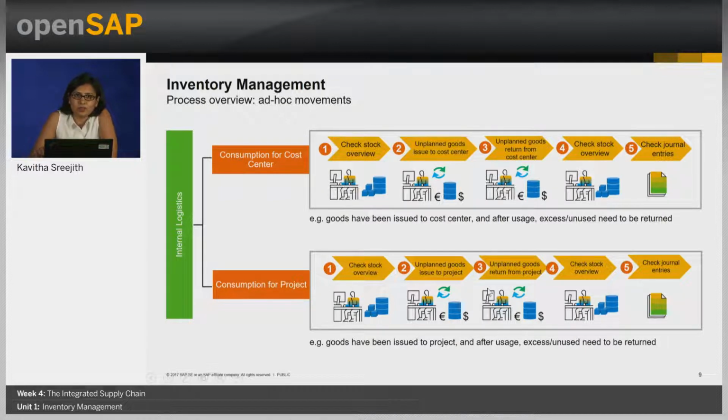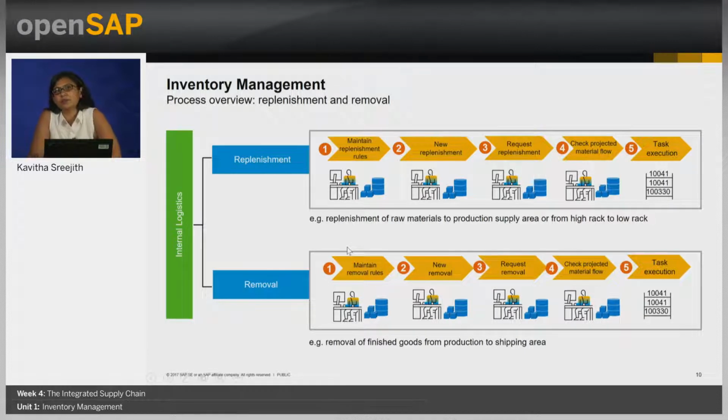Another common use case falls in the category of internal consumptions, and here there can be two scenarios. Consumption for cost center, which deals with a scenario where goods need to be issued to the cost center and after the usage the excess unused goods need to be returned. Consumption for project, which deals with a scenario where goods need to be issued to a project and after usage the excess unused stock needs to be returned back to the inventory. In both the use cases, the system supports the issuing of the goods as well as the return of the excess unused stock.